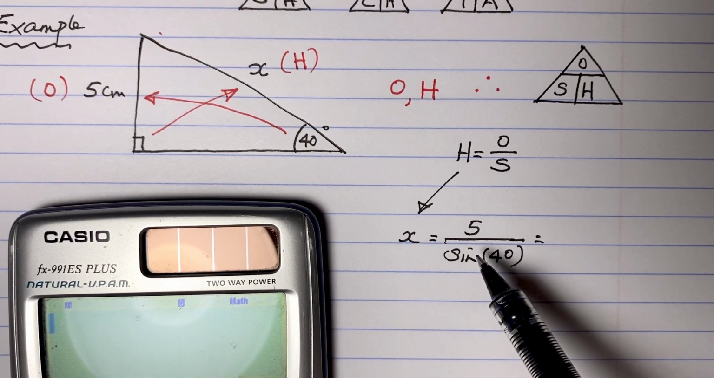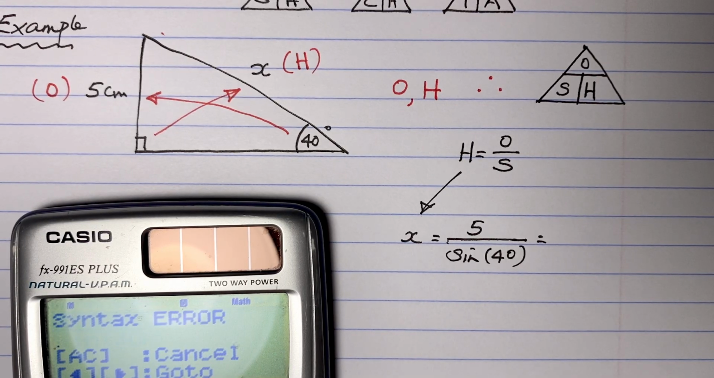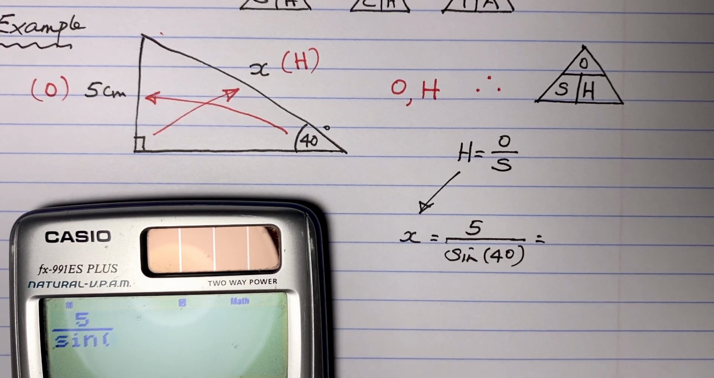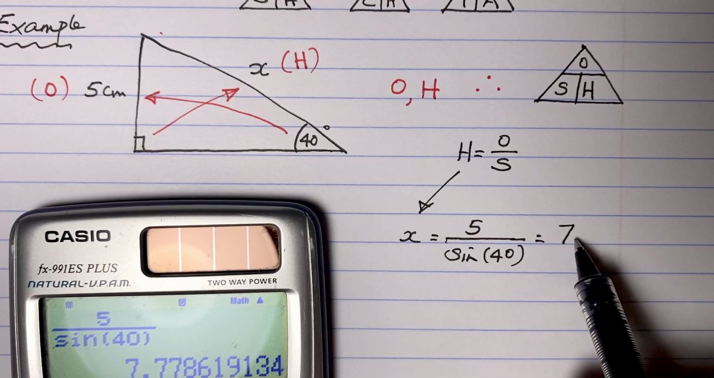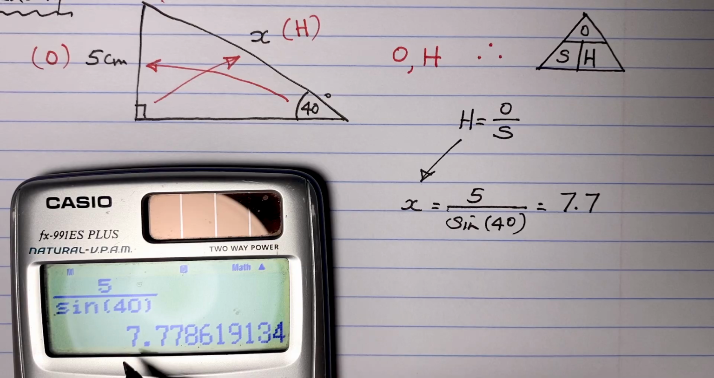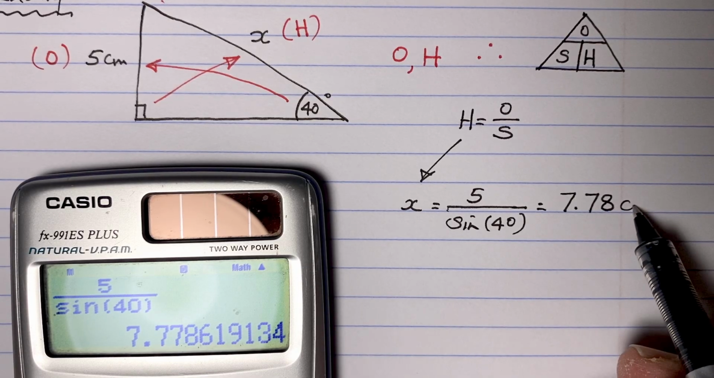Okay, now I'm going to enter 5 divided by sine 40. Close the bracket before you press the equal sign. For some reason, the calculator gave me an error. 5 divided by sine 40 degrees. I think I didn't put the cursor outside. So it tells me that side is, if I round to 2 decimal places, 7.78 centimeters.